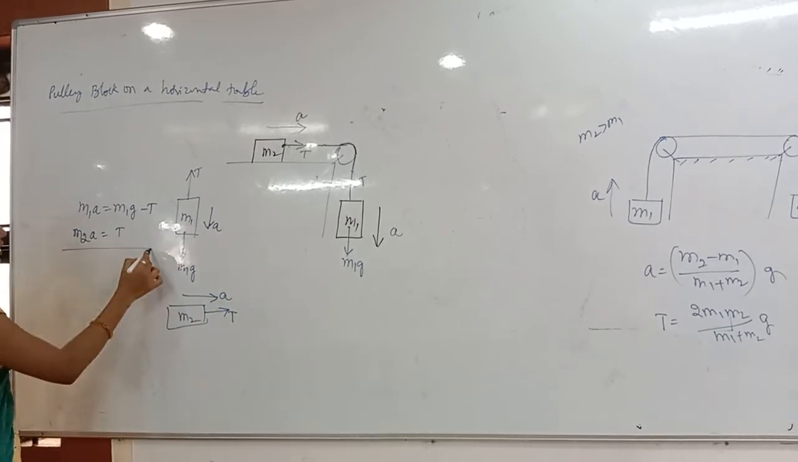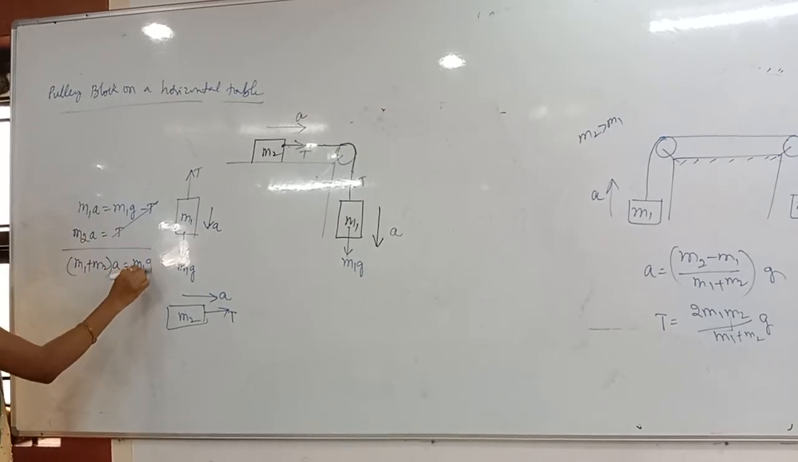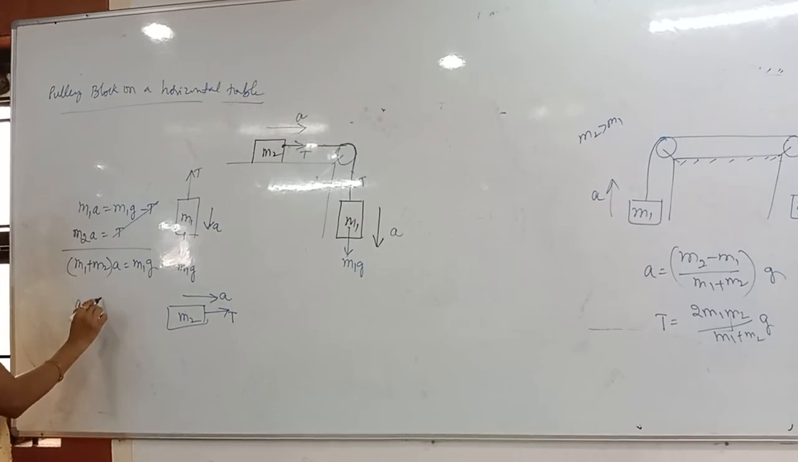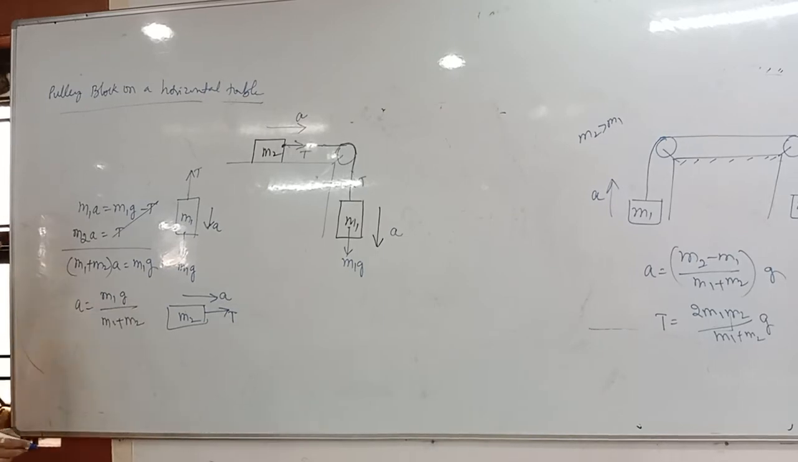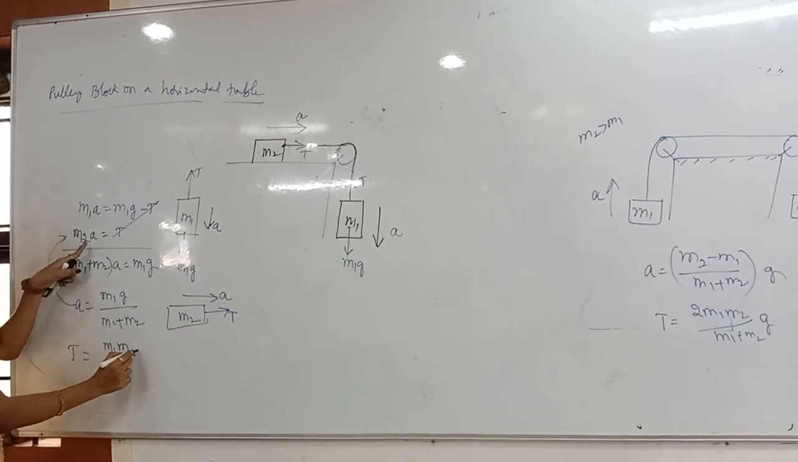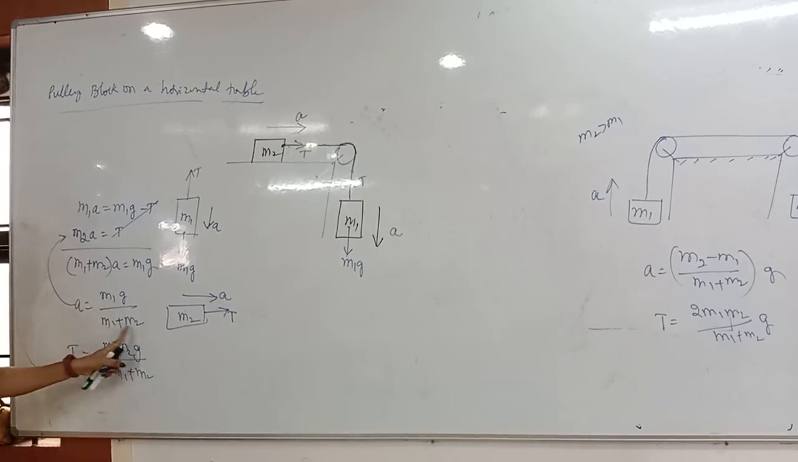Now whenever I add the equations, what gets cancelled? Tension gets cancelled. So (m1 plus m2) times a equals what is remaining, only m1g. Then a equals m1g by (m1 plus m2). Now to get the tension, substitute this value in the second equation, that will be easy for us. So T equals m1 m2 g by (m1 plus m2). That's it. Finished. This is the acceleration, m1g by (m1 plus m2).